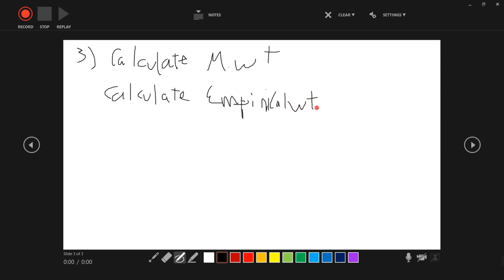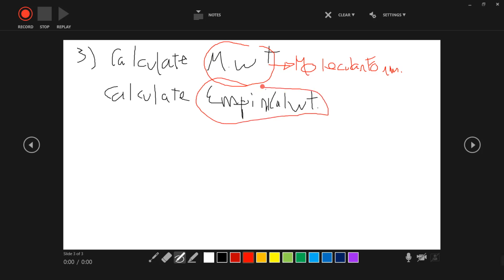Okay, in order to calculate molecular weight, I should make sure that I am working with the molecular formula. And in order to calculate the empirical weight, I must make sure that I am working with what? With the empirical formula.